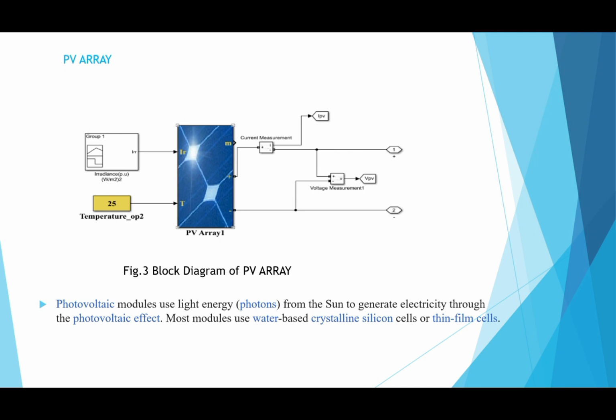PV array. This block diagram shows the PV array. Here the temperature is 25 because the maximum temperature rating for photovoltaic solar panels is always 25 or 77, as indicated by the manufacturer's requirement. We may expect the highest performance from solar photovoltaic cells when they are able to absorb sunlight with the greatest efficiency.